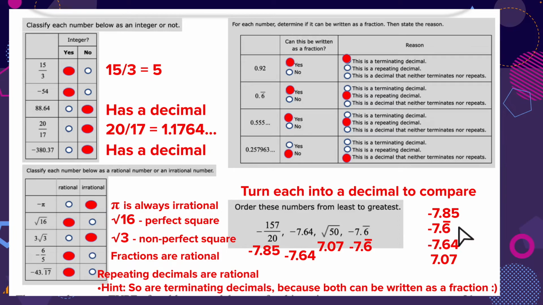Well, I actually kind of fibbed there, didn't I? They're negatives. So what this actually tells us, the bigger the number, the smaller it actually is, because it's negative. So I wasn't paying attention to the fact that they were negative at first when I was explaining that. I do have them in the correct order here. So it would be negative 7.85, that's the smallest number, then negative 7.6 with a bar repeating, then negative 7.64, and then 7.07. So these are in order from least to greatest.